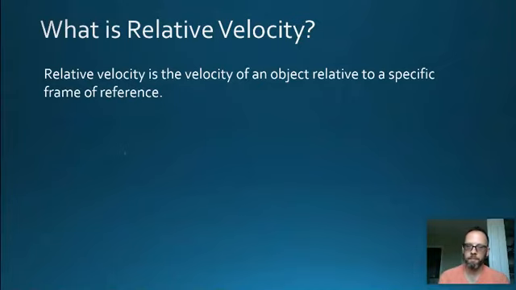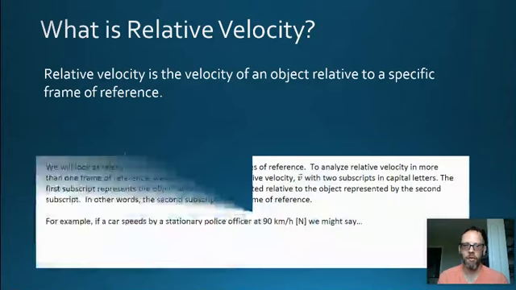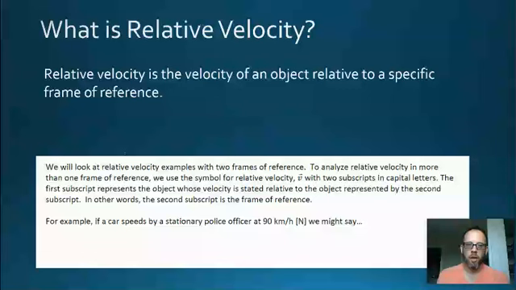They're not moving at all. So it depends on your frame of reference. And relative velocity is the velocity of an object relative to the frame of reference you're talking about. So we're going to look at relative velocity examples where we have two frames of reference for the most part.